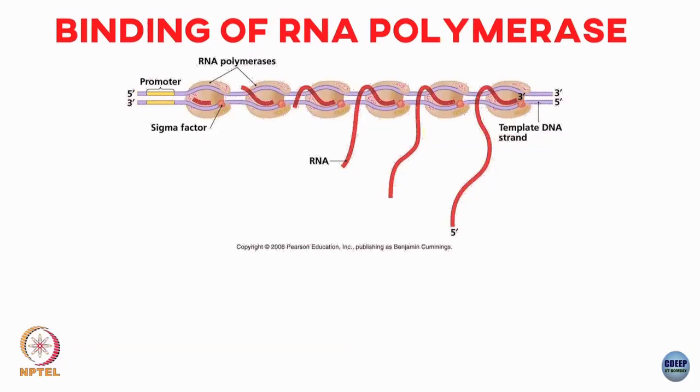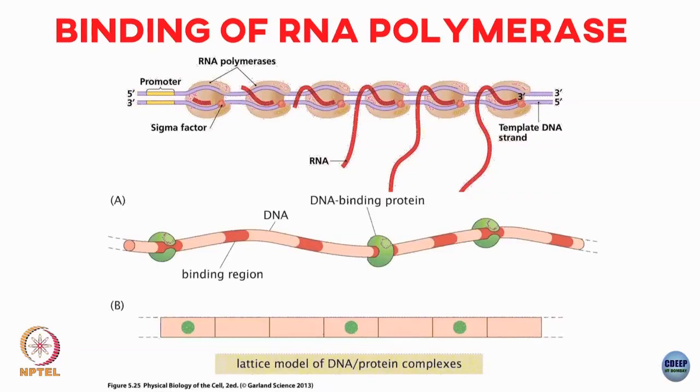So, if I am just concerned about the binding of this RNA polymerase to the DNA, I can create a cartoon in my mind of this process, that this DNA has certain regions which are binding regions for the RNA polymerase, right. So, given by these dark red regions. So, if I think of this DNA as a one dimensional lattice, there are certain sites where the RNA polymerase can come and bind. This is true not only for RNA polymerase, but for any DNA binding protein. So, it is a generic lattice model for a DNA protein complex.